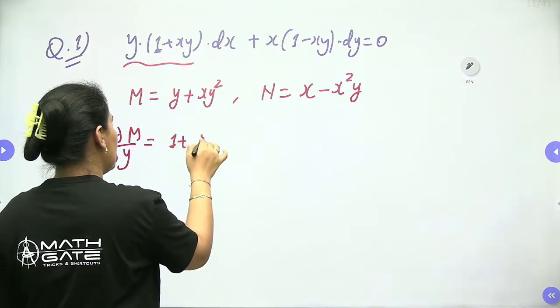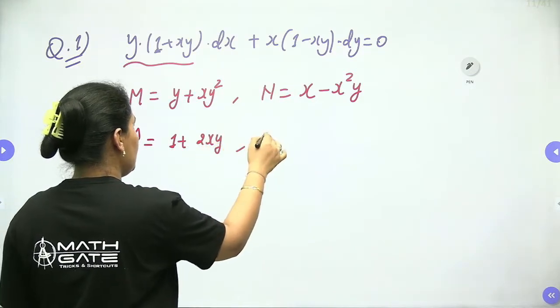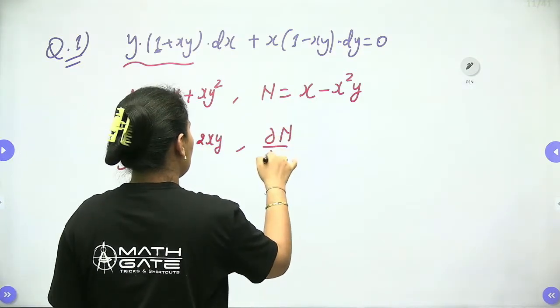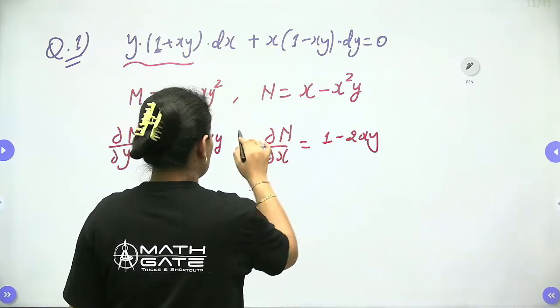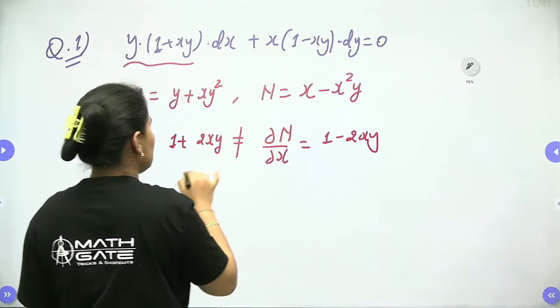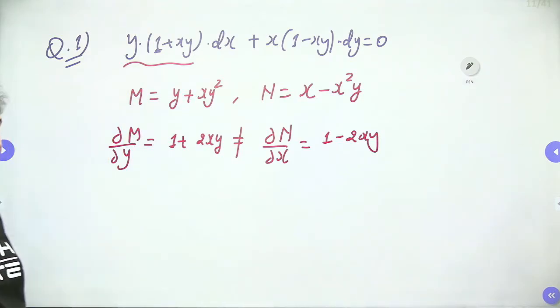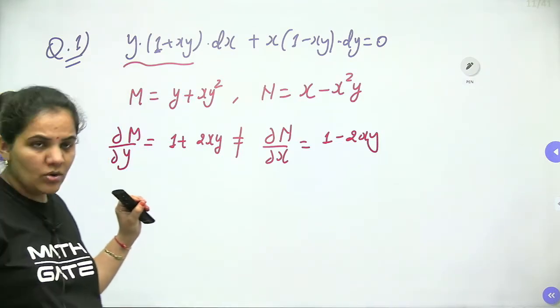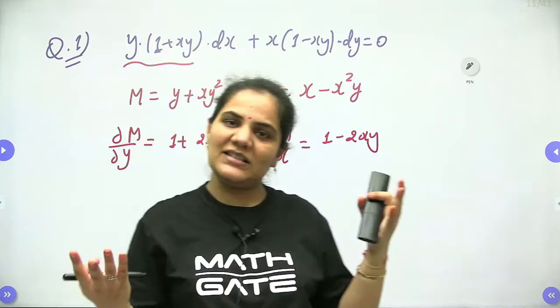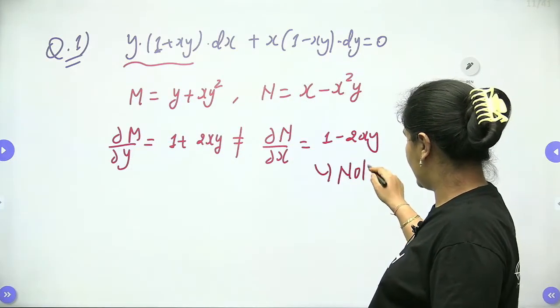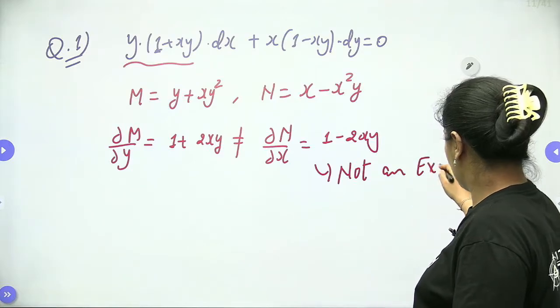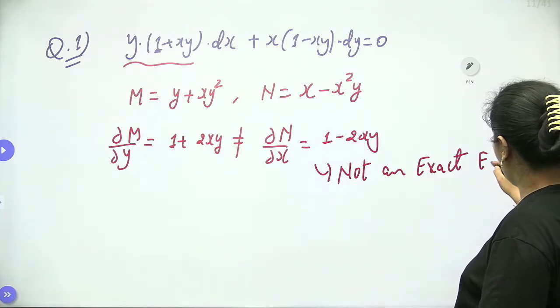It will be 1 + 2xy. And with respect to x, N gives 1 - 2xy. So it's clearly seen that ∂M/∂y is not at all equal to ∂N/∂x. Hence it is not exact. So the conclusion is that it's not an exact equation. When it's not an exact equation, how will we approach?